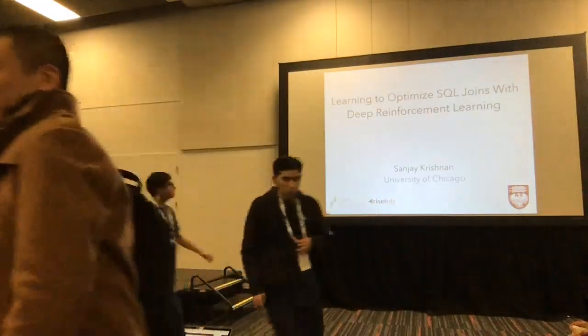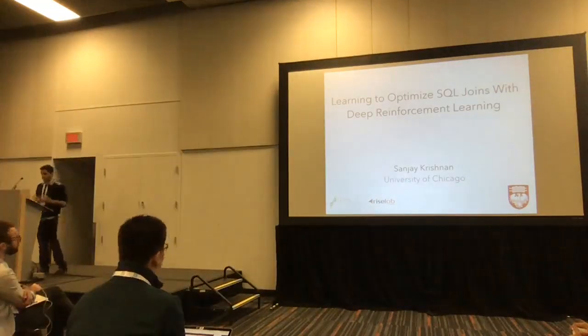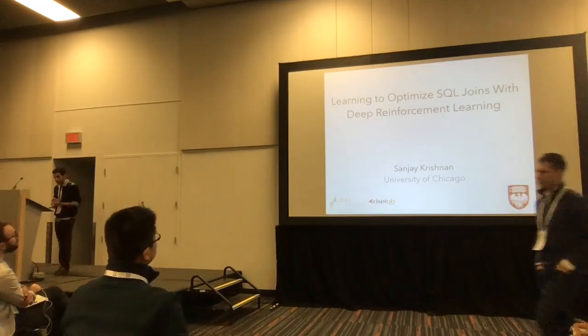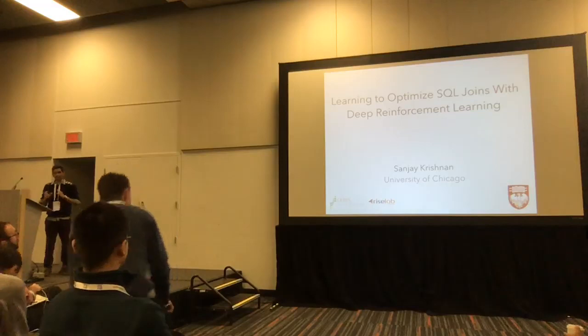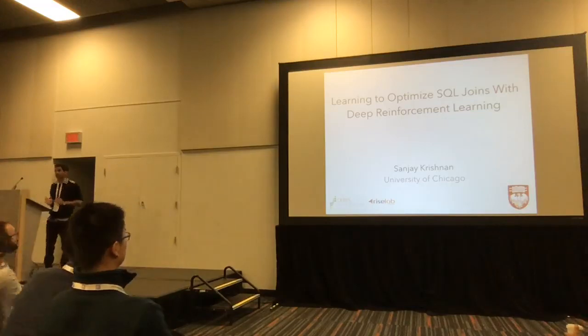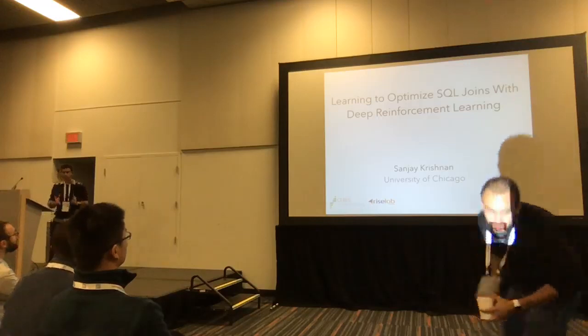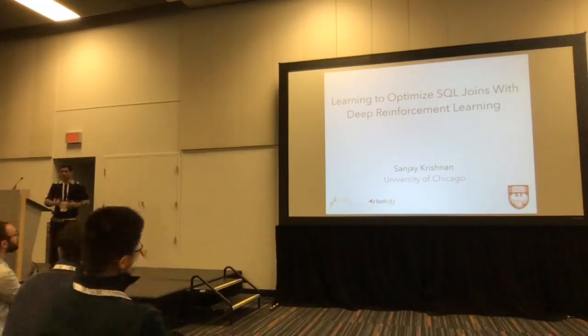Cool. So thank you guys all for having me here. Today I'm going to talk about some of my research, in collaboration with the UC Berkeley RISE Lab, where I did my dissertation work, and the University of Chicago, our new group over there. The title of this talk is Learning to Optimize SQL Joins with Deep Reinforcement Learning. In essence, we're trying to look at what applications of deep reinforcement learning there are at the query optimization, query computation level.